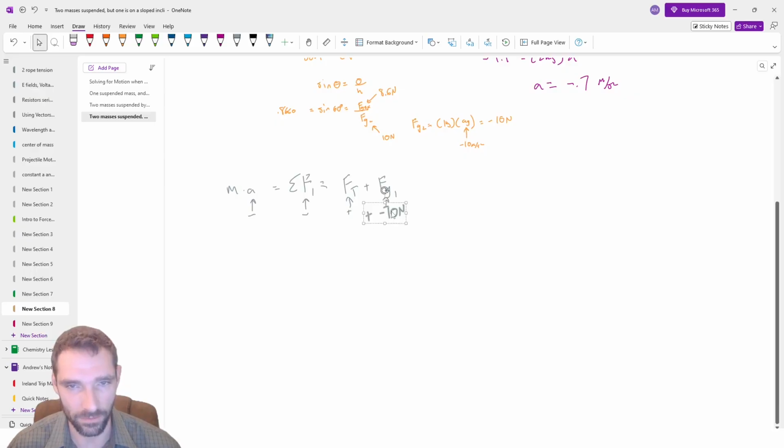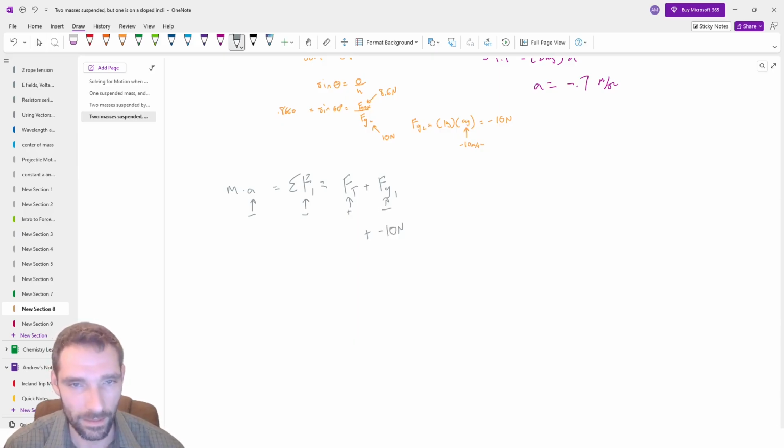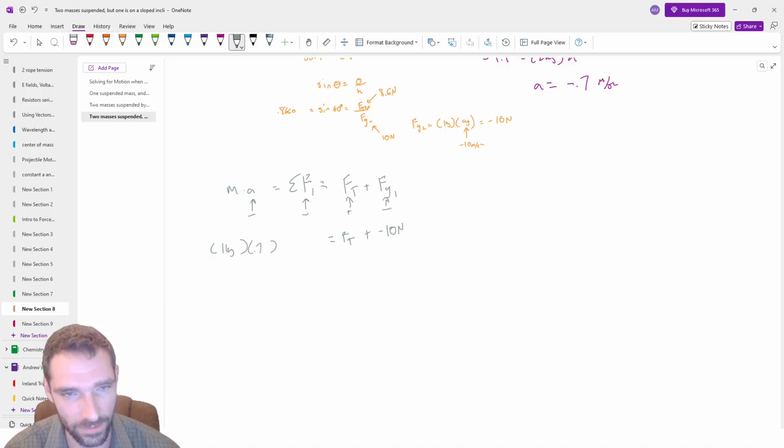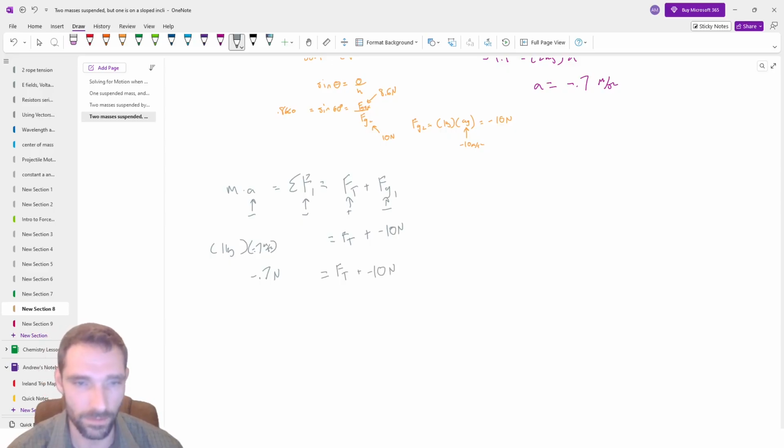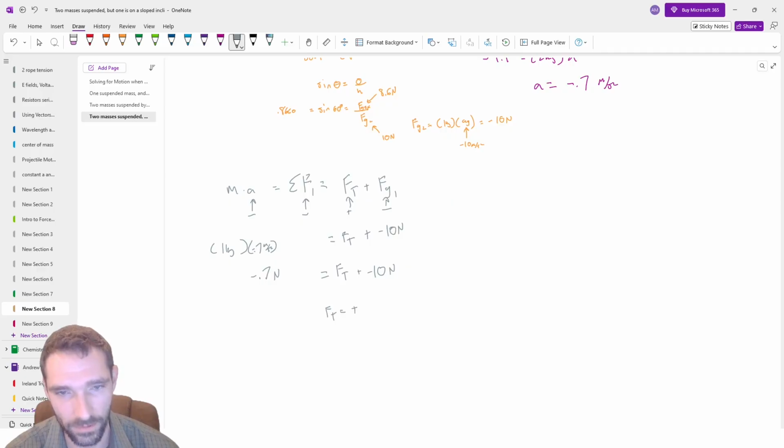So we've got negative 10 newtons for our force of gravity. And we're solving for this force of tension by knowing that we have the mass of object 1, which was 1 kilogram, times its experienced acceleration of negative 0.7 meters per second squared as it's moving downward. So the sum of forces is negative 0.7 newtons in the downward direction. And you can see our force of tension works out like this. It's not quite as big in magnitude as the negative 10 that's kind of winning out. So the force of tension is a positive number, a positive 9.3 newtons.